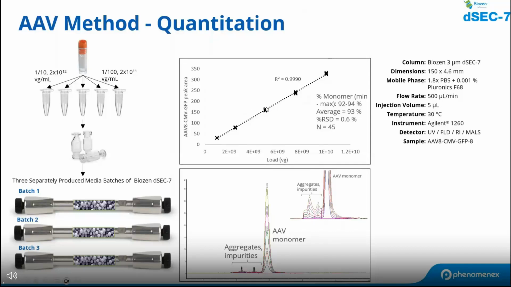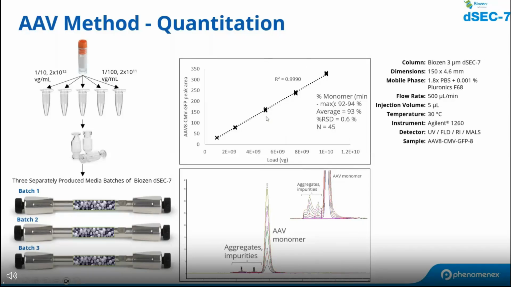Every X is 1 data value obtained. If you want to see what the chromatogram itself looks like, you could look down here. This is the AAV monomer of interest. This is the aggregates and the impurities that are eluting towards the left of the AAV monomer. When I zoom in, I can see a concentration dependence of the signal of both the aggregates as well as the monomer itself.